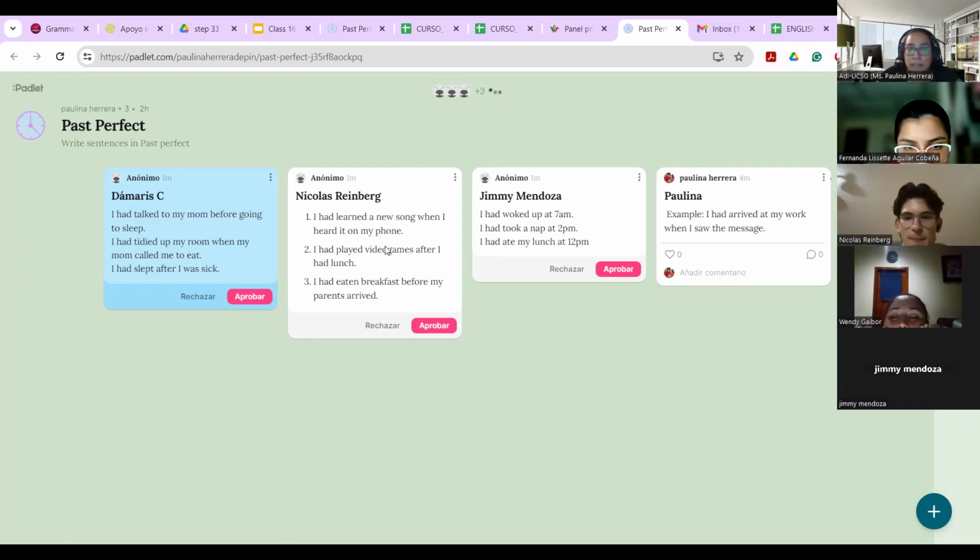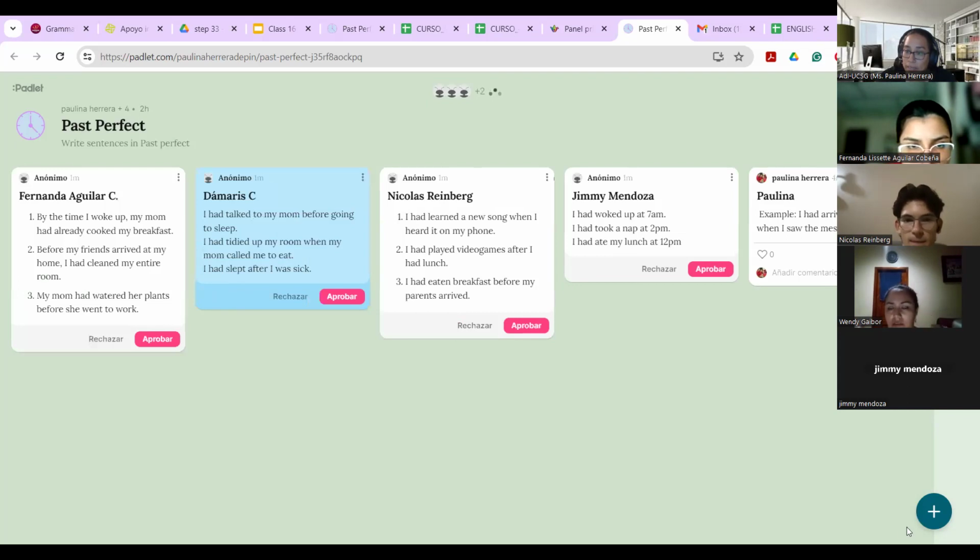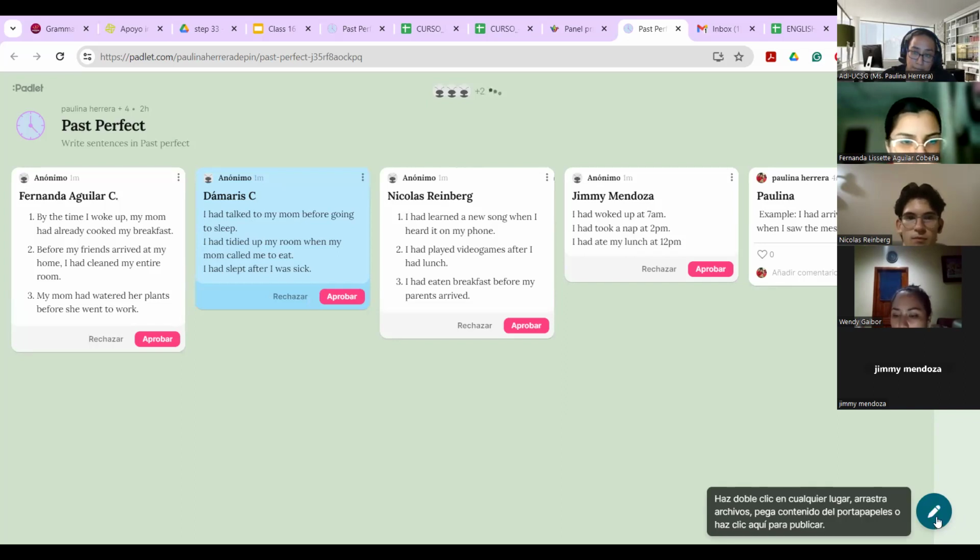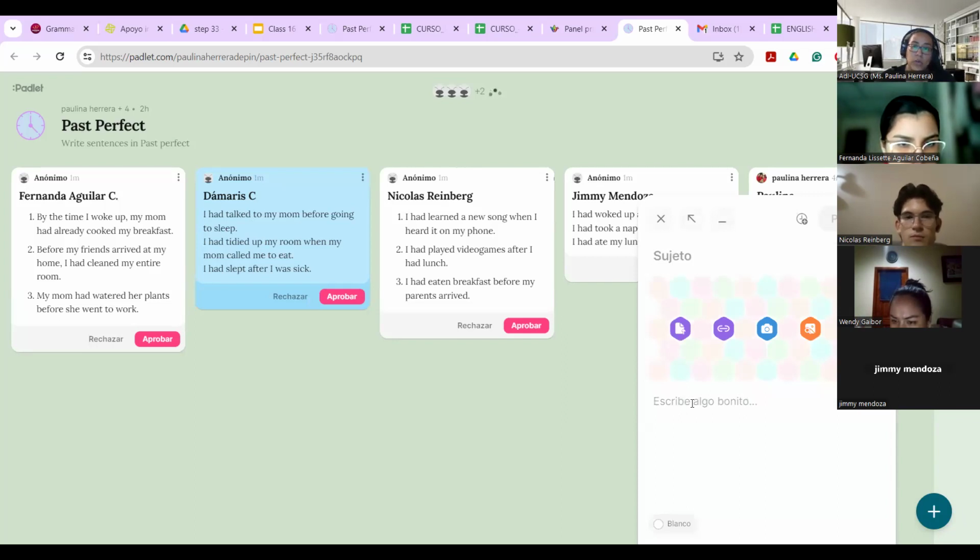I don't know how to write in this link. Okay, the only thing that you have to do, Wendy, is click on this plus. You see this plus here in the corner? The plus, right here. So you click there and immediately something opens where you have to write. And then you can write. It's very simple. Just click on the plus and you have a space to write. Okay, let me read Fernando. Yeah, you got it, Wendy?